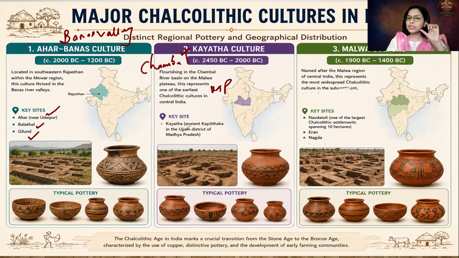And the important site of this Kayatha culture is Kayatha itself. Kayatha is known as Kapitaka. If you locate this site presently, it belongs to Ujjain district of Madhya Pradesh. So remember this, Kayatha is the key site associated with the Kayatha culture.